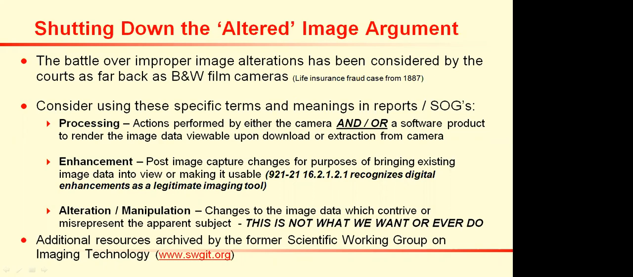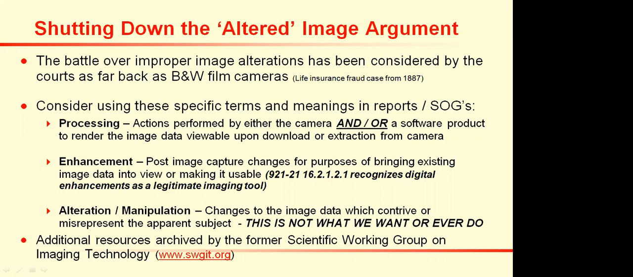And there's really three terms that you have to be aware of when it comes to your digital images. The first is processing, the second is enhancement, and the third is alteration or manipulation. When you're writing a report or providing testimony, try to keep these terms in mind and correctly apply them. Digital image processing is an action that takes place either in the camera or within camera software to create the viewable image we see on download or any form of extraction.